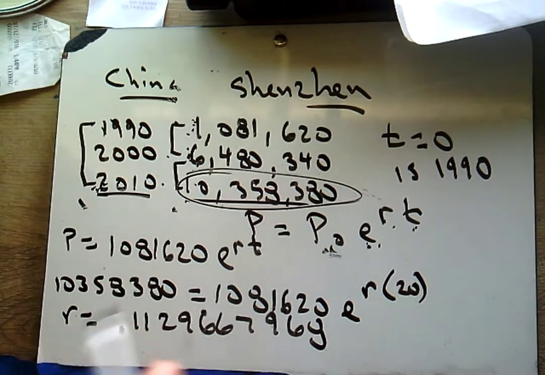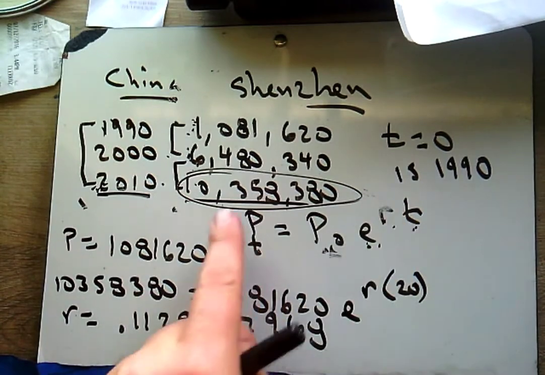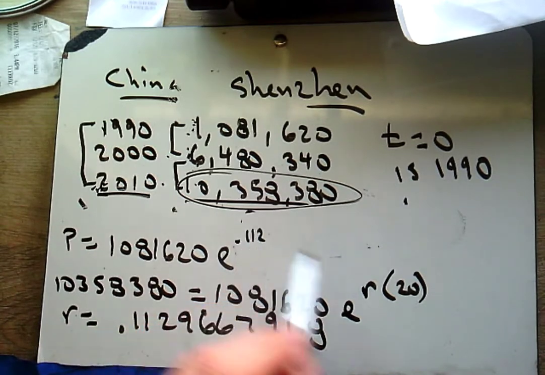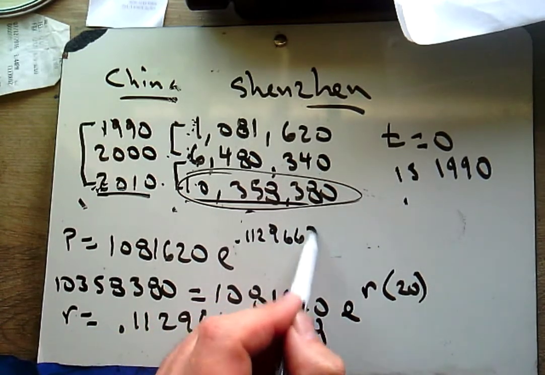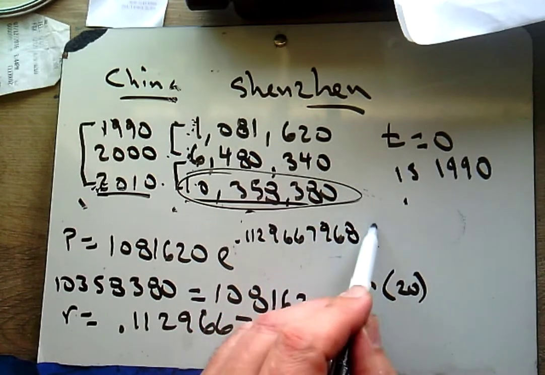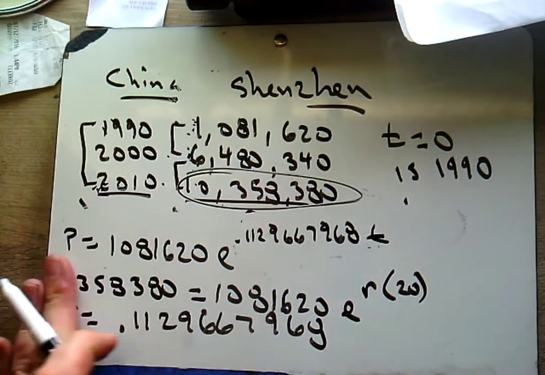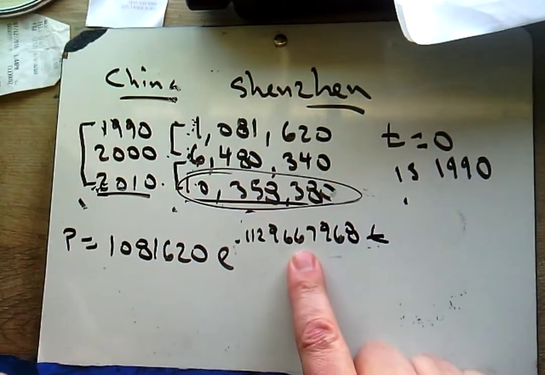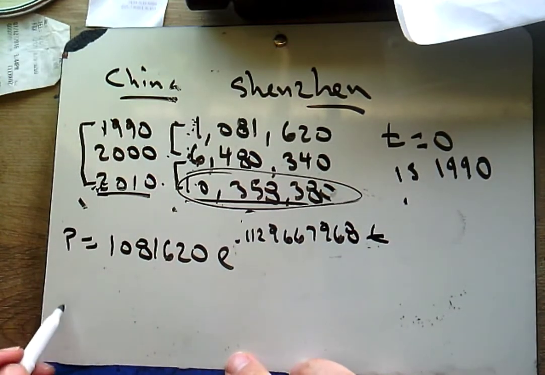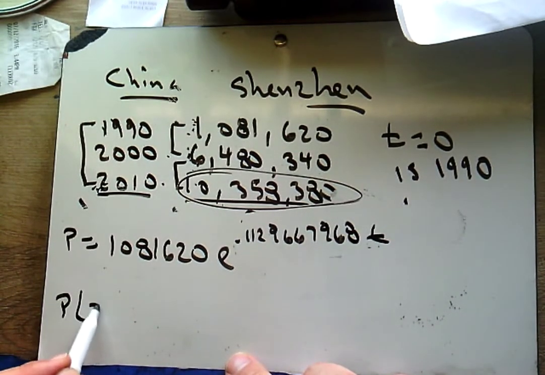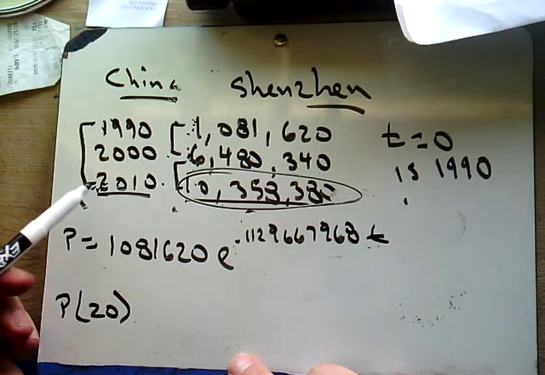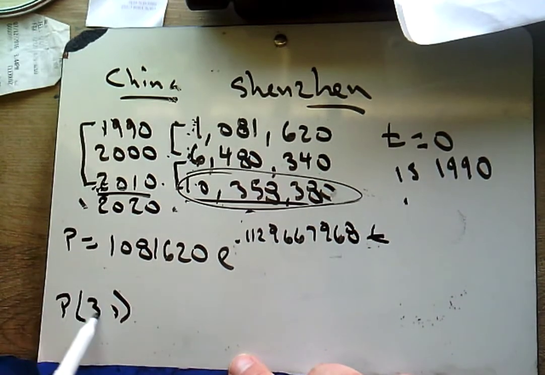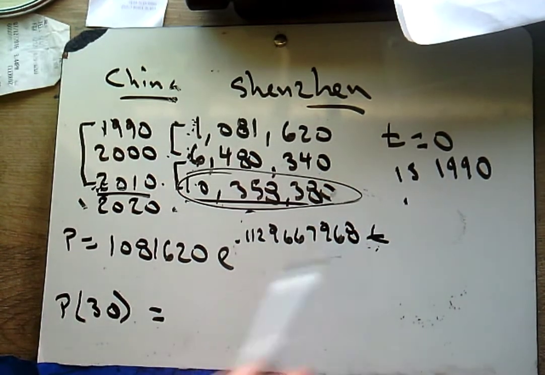So I'm going to take this rate and plug it in here: 0.11296679668t. So here's my population model. There's the original amount. I used a second ordered pair to help me find the rate. Nice. And what did we want to know? We wanted to know the population in 2020. And if this was 20, then 2020 would be when t equals 30. So let's plug that 30 in there and see what we get.